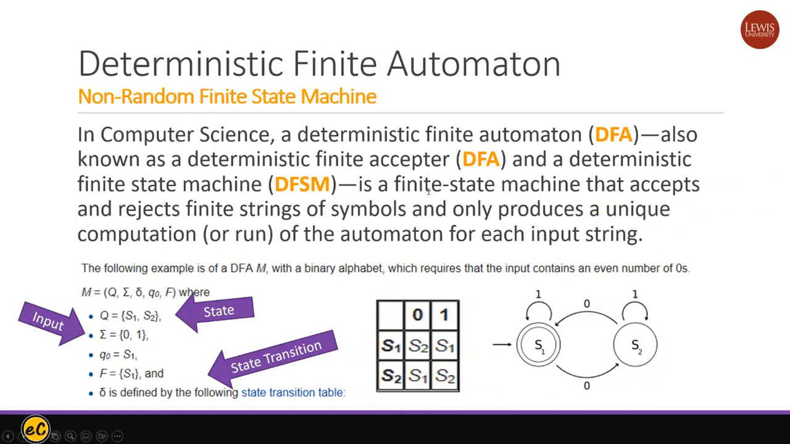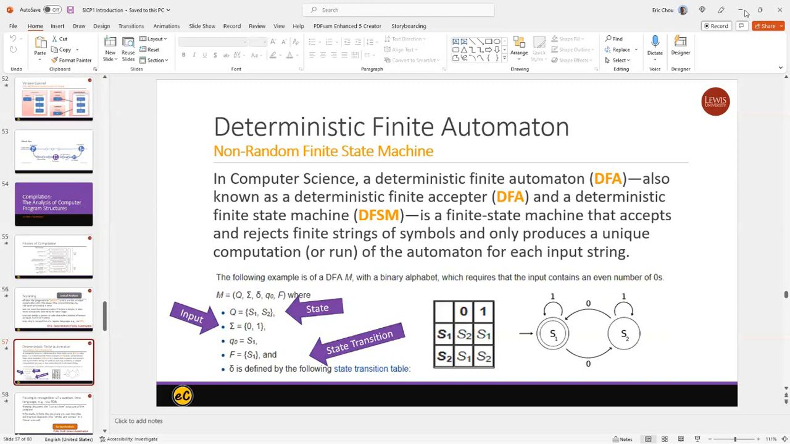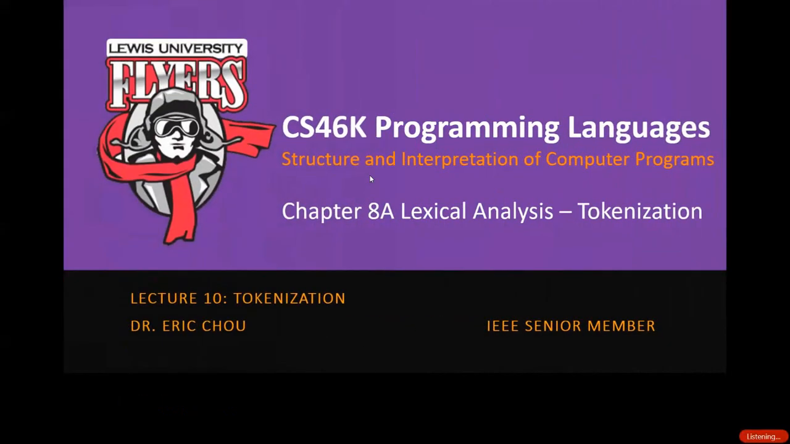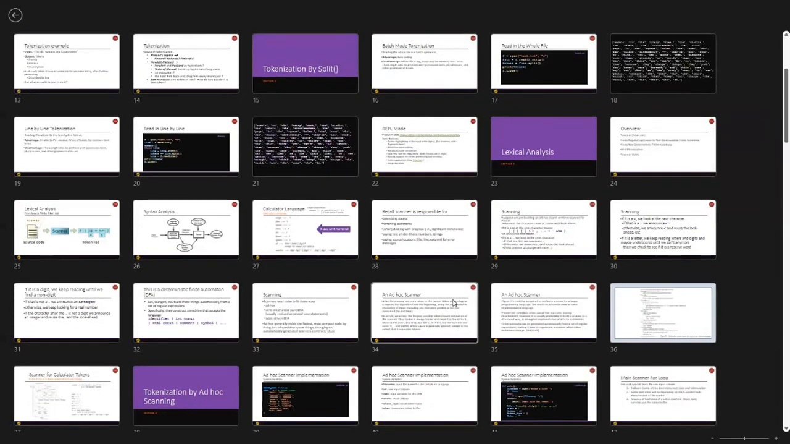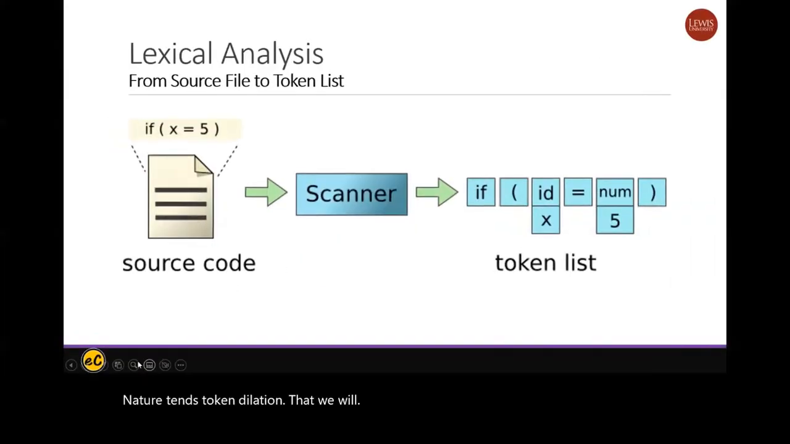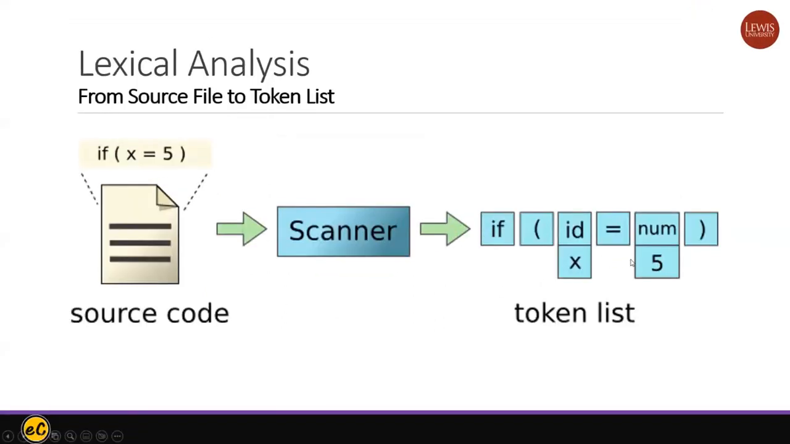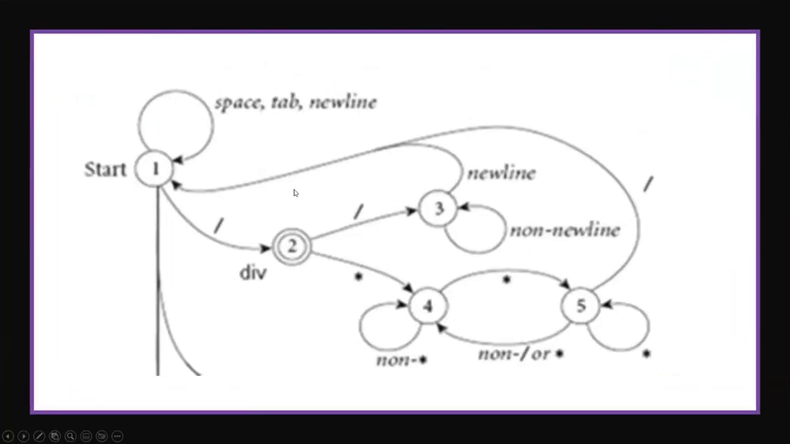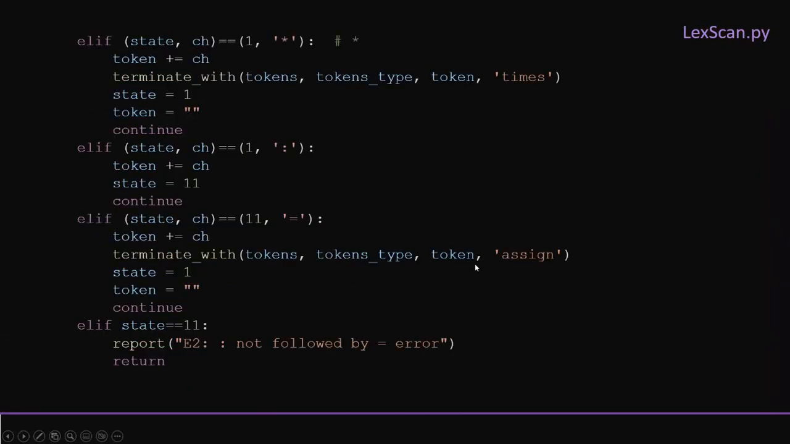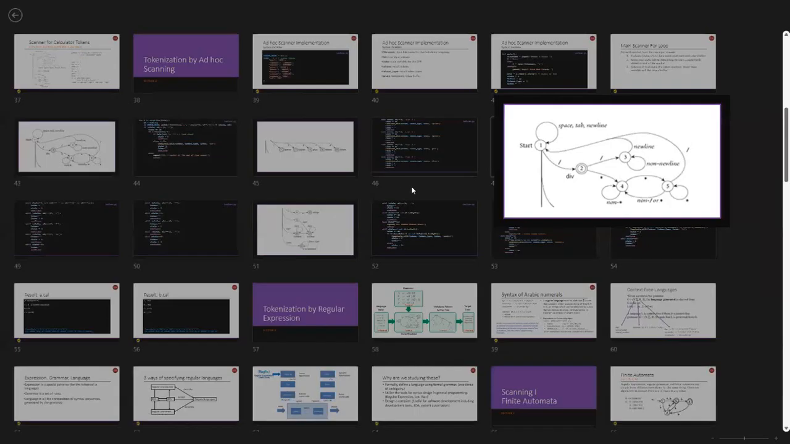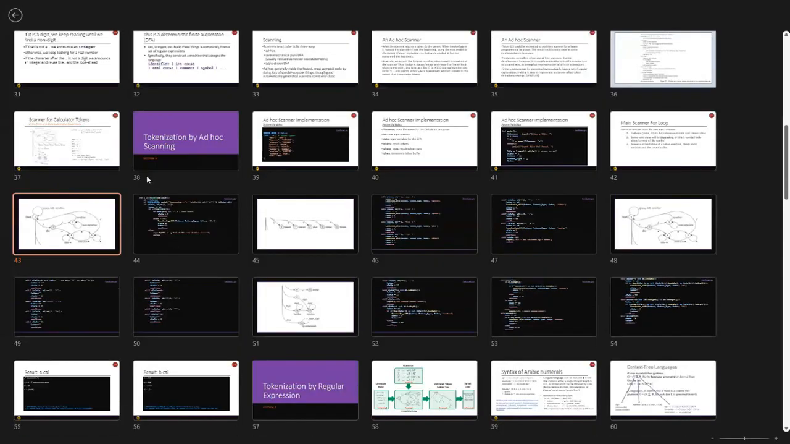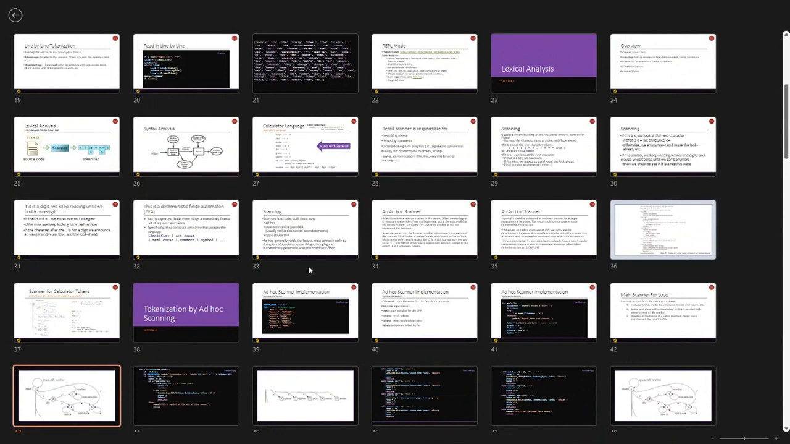Okay, and how it works is in chapter 10. Let's look at lecture 10, I'm sorry. So in lecture 10, we will show you tokenization. This is the scanner, scanning your code into tokens, and the way it translates to tokens depends on such a deterministic finite automata, something like this, okay? And how it works, we are going to explain it, so don't worry right now.